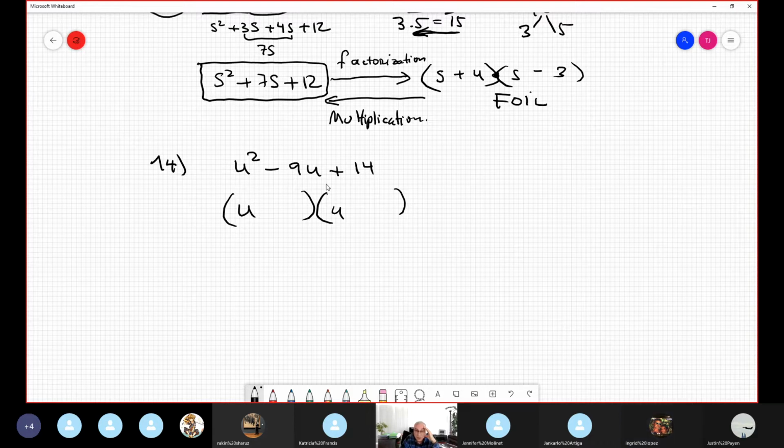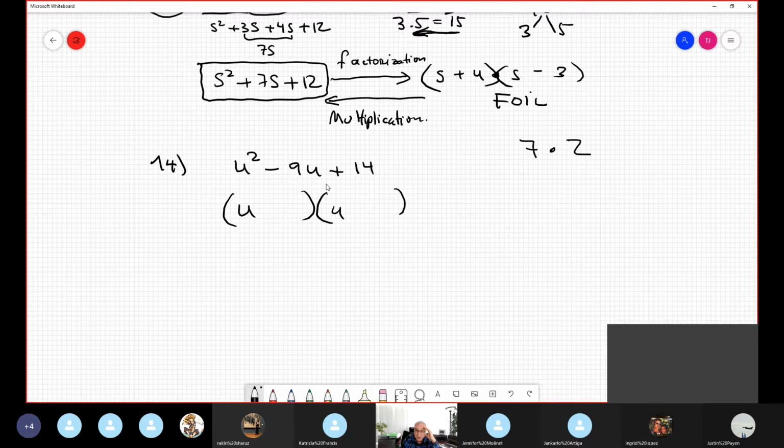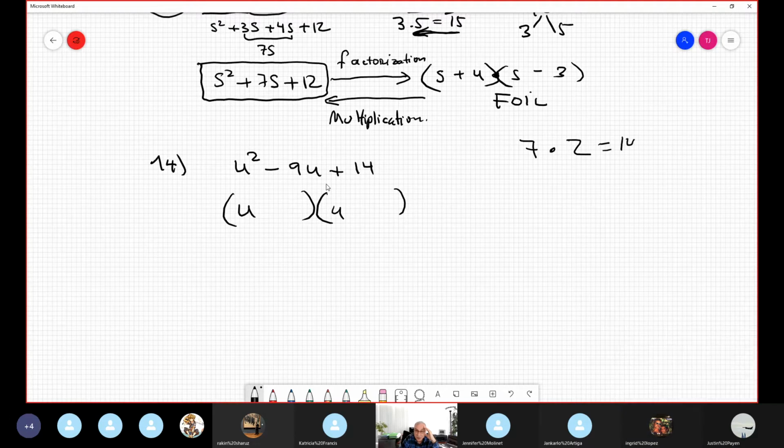I need to find two numbers. 7 and 2, no? Yes, 7 and 2. Giancarlo says 7 and 2 because 7 times 2 is 14, and 7 plus 2 is 9. Okay, super. I know the key that opens the door is 7 and 2. I copy 7 and 2, not necessarily in that order. Some students put 2 here and 7 here. In my mind, I like the bigger first. Now the signs. The sign is negative.